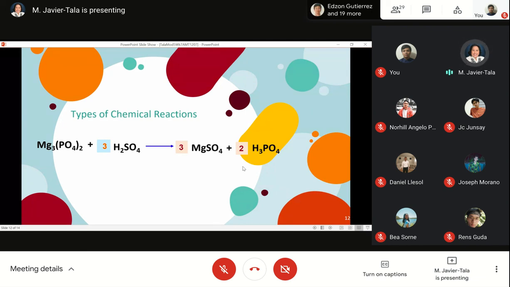For the fourth type of chemical reaction, please look, class. Magnesium phosphate and 3 moles of sulfuric acid yields 3 moles of magnesium sulfate and 2 moles of phosphoric acid. Please observe that both on the left side, the reactant side, and on the right side, the product side, both of them are composed of compounds.